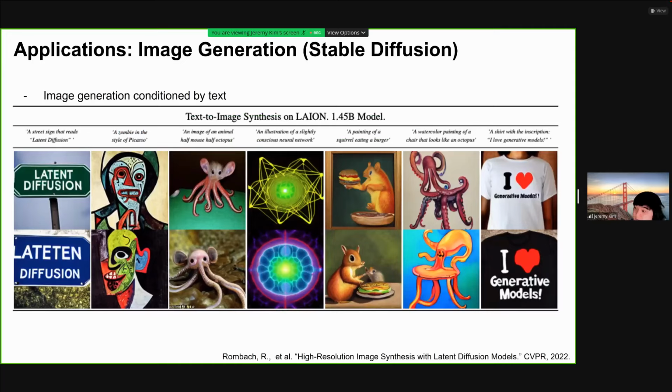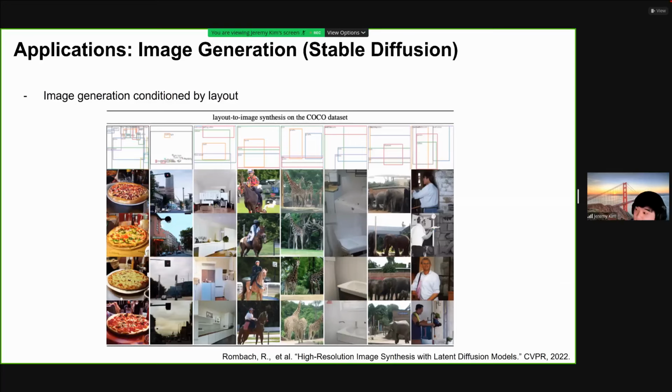The straightforward application is image generation conditioned by text. When we input the text, the model can generate the corresponding images. Shown in this figure, it can generate a street sign, an art figure, or a scientific figure, shown here. For another example, it can generate images from a layout, so we can control the characteristics of the generated images. If we give the layout and the paired class, then the model can generate the corresponding images too.